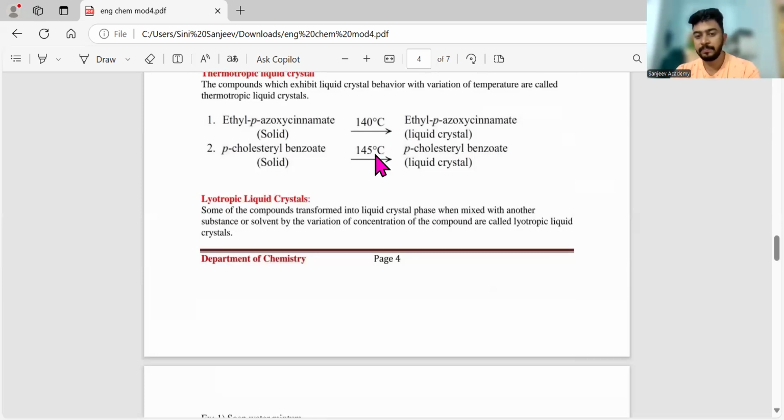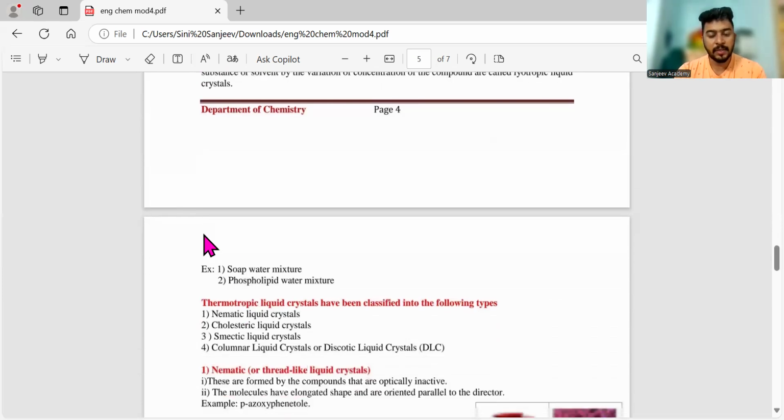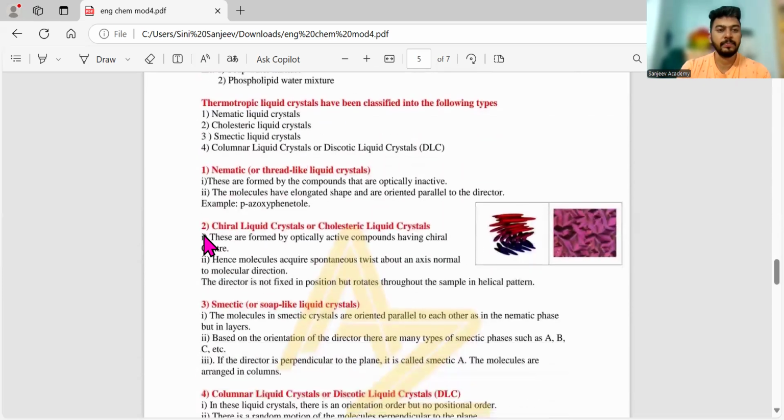Here, temperature down, is basically a simple soap water mixture, and that's an example. Another one also is there. So self-readable again.